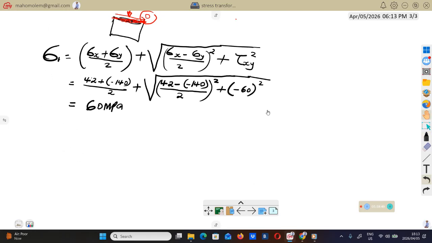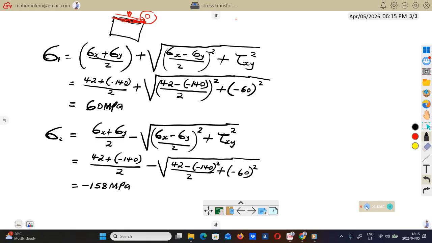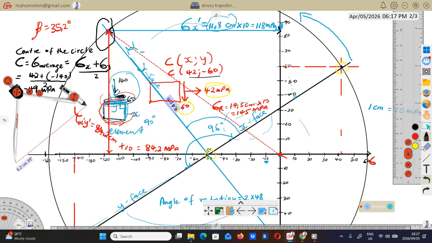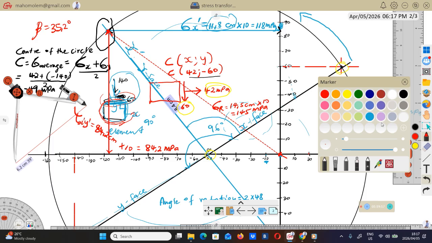So that is principal stress number 1. According to the formula, those are our principal stresses. Right, so let's go to Mohr's circle and find the principal stresses. Here we go. Principal stresses will be here.